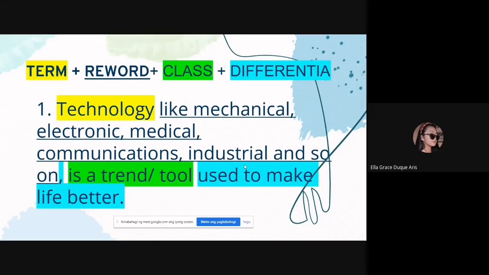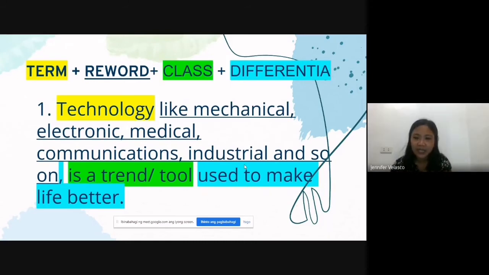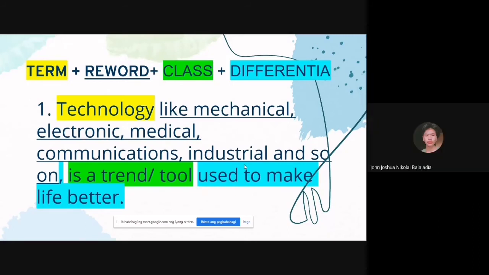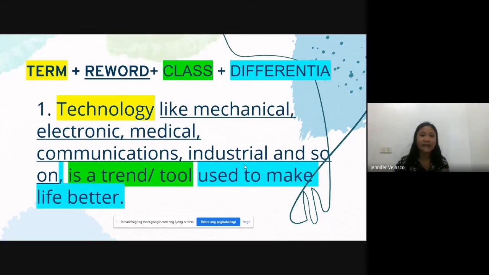And what is the class, Ella? The class is a trend or tool. Very good. How about the differentia, Nicole? Used to make life better. Very good. I have color coded them for you to easily identify. Take note that to identify the differentia, from the verb down to the object, and the object is a trend or a tool, then you cut the sentence and the rest is what you call the differentia.